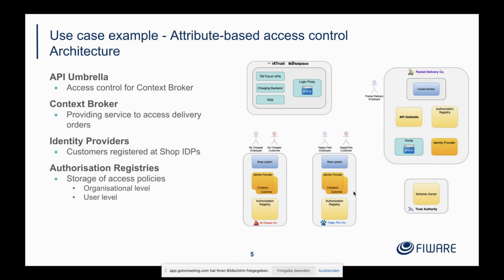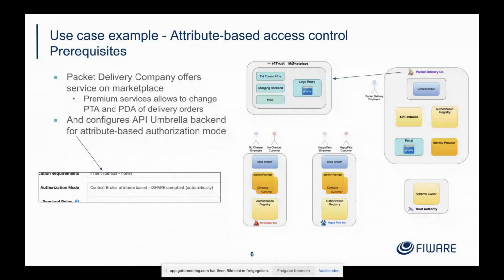And then there are these authorization registries, on the one hand at the packet delivery company, but also in the environments of the different eShop organizations like Happy Pets here. So this allows, for instance, to store policies issued by the packet delivery company to certain organizations, and also an authorization registry at the Happy Pets organization, allowing to delegate or issue policies from Happy Pets to certain customers that are registered at their identity providers, where these customers have registered in order to shop at their system.